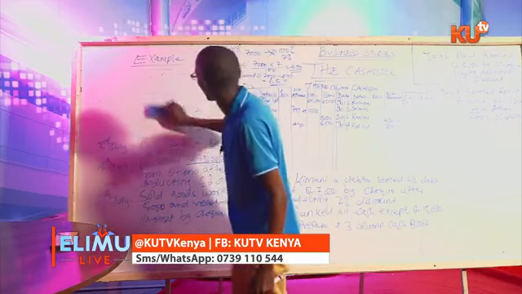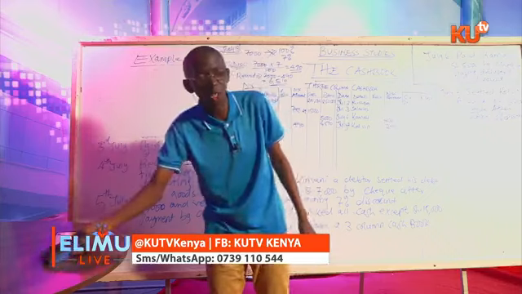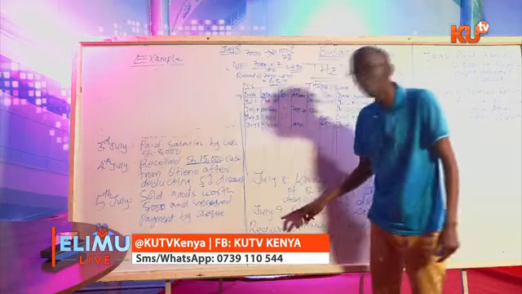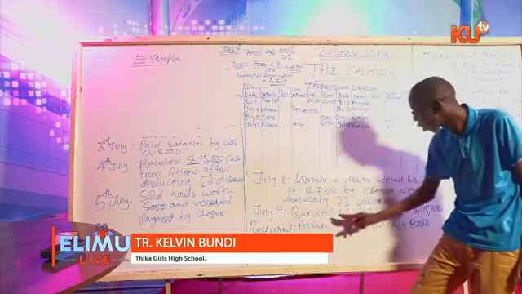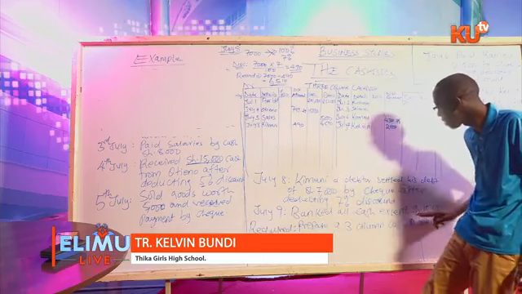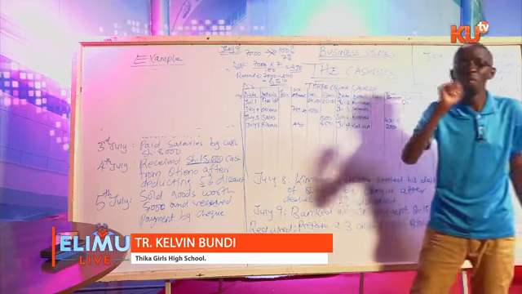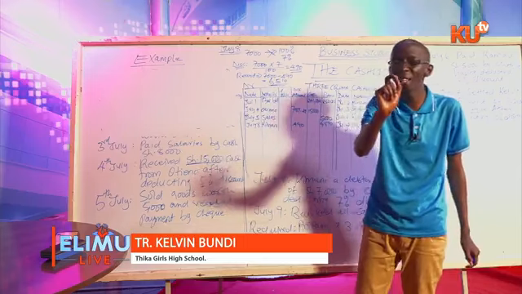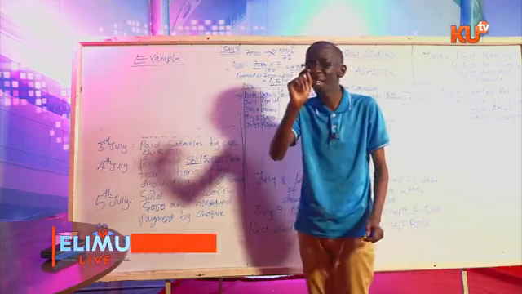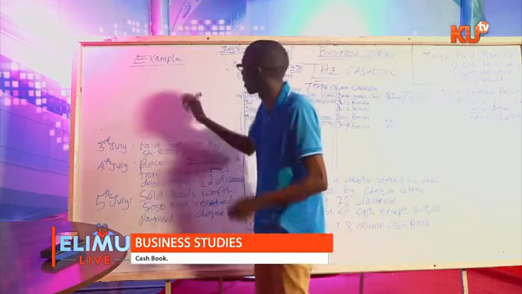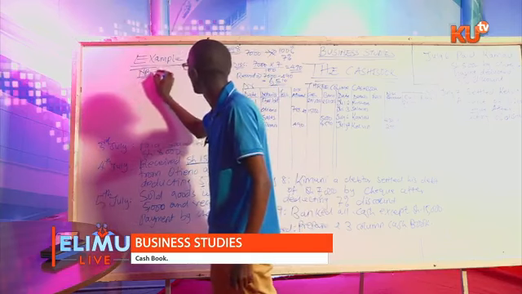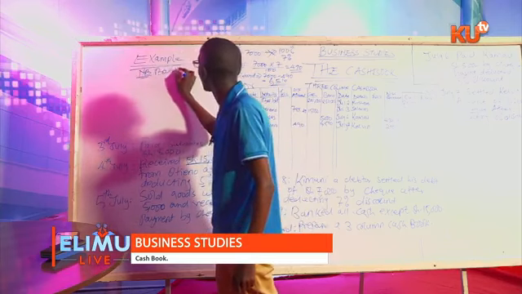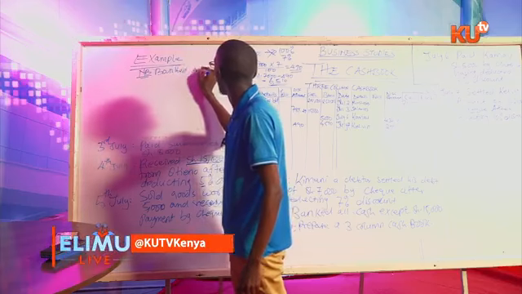Let me do it here. July 7. So July, that is July 9. July 9, we are told, banked all cash except 15,000. This is how you do that transaction. Banked all except. You can even write it as NB.